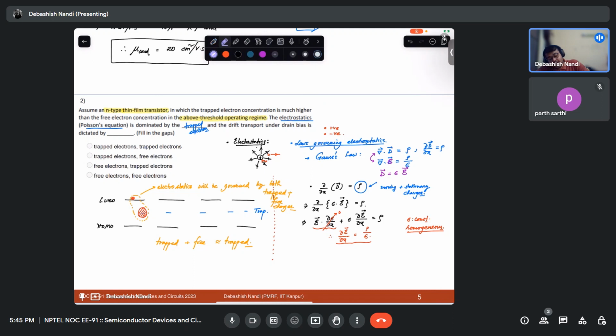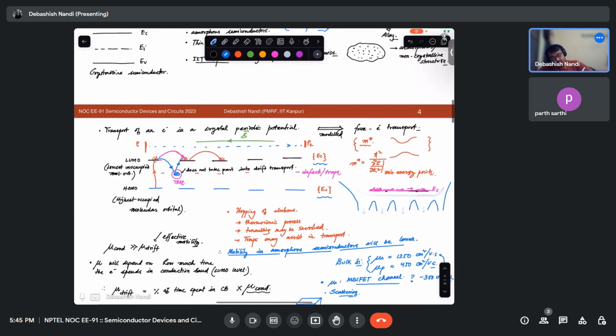And what about the drift transport? What do you think? Free electrons only. It will be due to free electrons. And why? Drift needs mobile charge carriers. Exactly. Drift needs mobile charge carriers, or the carriers should move along the conduction band, right? From this place to this place.